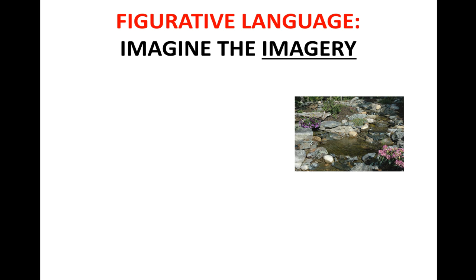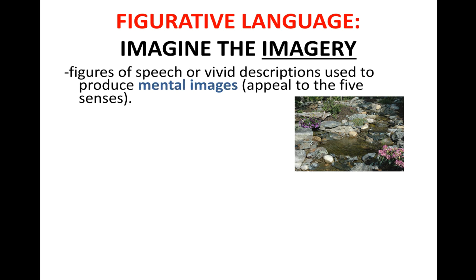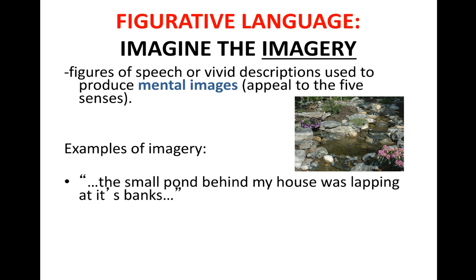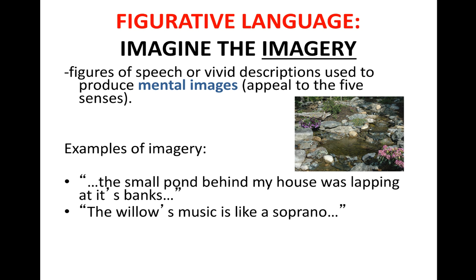Next one is imagery. Imagery uses figures of speech or vivid descriptions to produce mental images that appeal to the five senses. Here, the small pond behind my house was lapping at its banks. As you see, if you close your eyes, you can see the scene. Or the willow's music is like a soprano. Again, the writer used language to make a mental image, and the reader can see it.